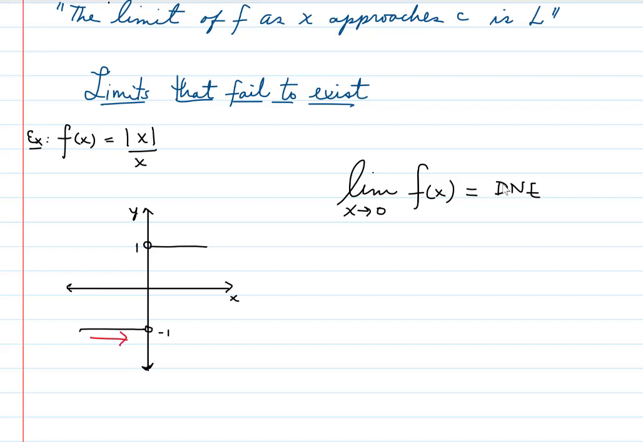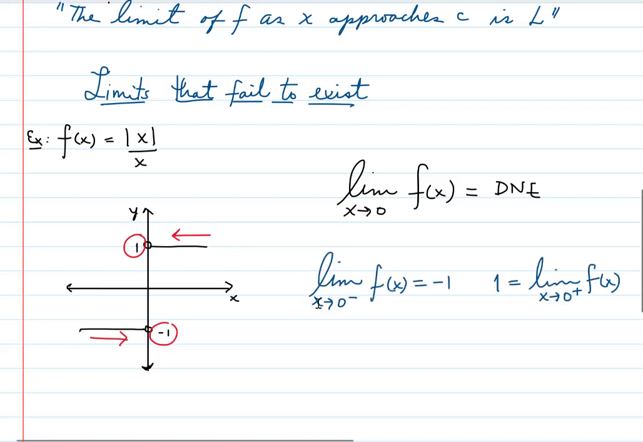From the left it's going to -1, and from the right it's going to 1. No matter how close you get from each side, you're always going to be closer to those values without ever getting there. There's nothing defined at 0. So in this first example we don't really care about ever getting there, but you're not approaching the same number from both sides.